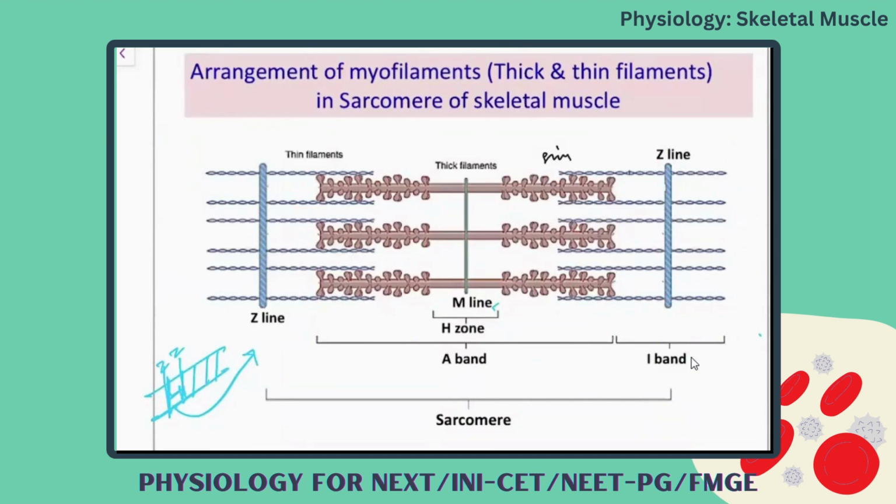And what is A band? That is the entire length of the thick filaments. What is I band? Which contains only the thin filaments. What is H zone? Center of the A band, which has only the thick filaments, no thin filaments. M line is the central demarcation between the two Z lines.